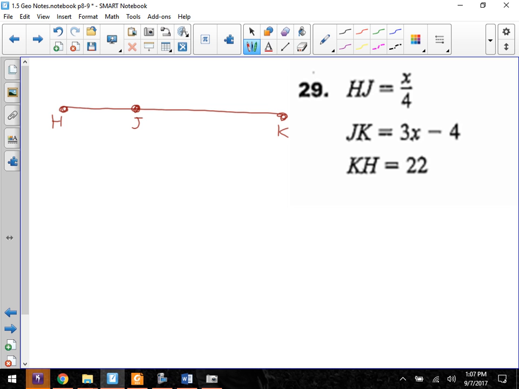Now it says that HJ is x over 4. That means it's x divided by 4. That also means it's 1/4 times x. What's another way of writing 1/4 as a decimal? 0.25. The reason why I say that is that sometimes it's easier with calculators to use a decimal. Because here you've got 0.25x. This side you have 3x minus 4. And you know that the whole thing has to equal 22. So as you go to combine your like terms then, what's 0.25 plus 3? Yeah, 3 1/4. It's just a little bit quicker to type in your calculator.